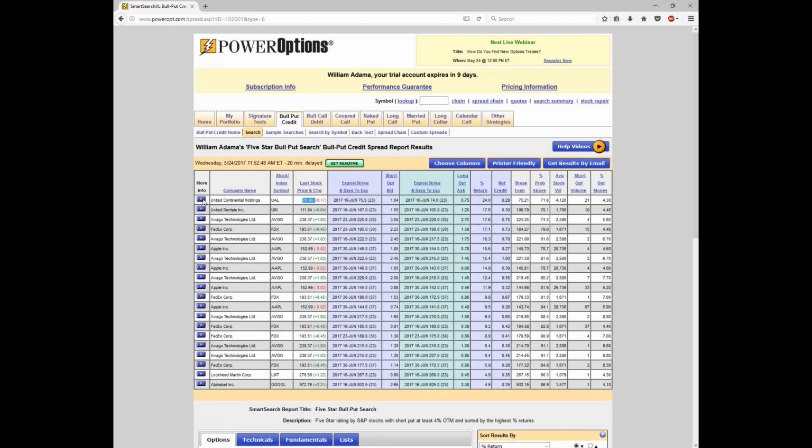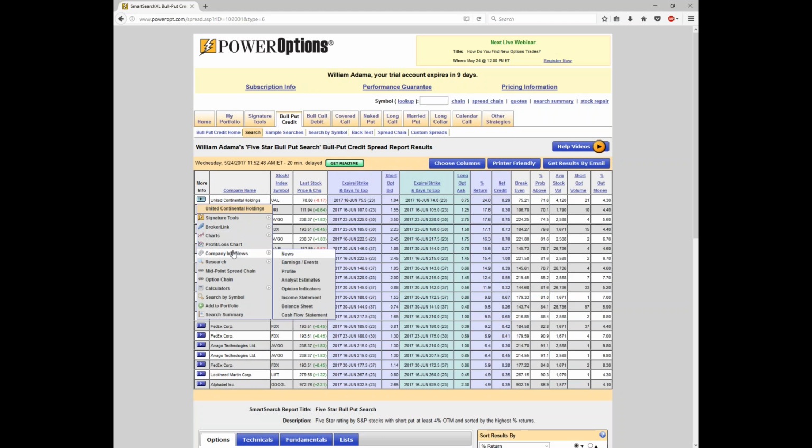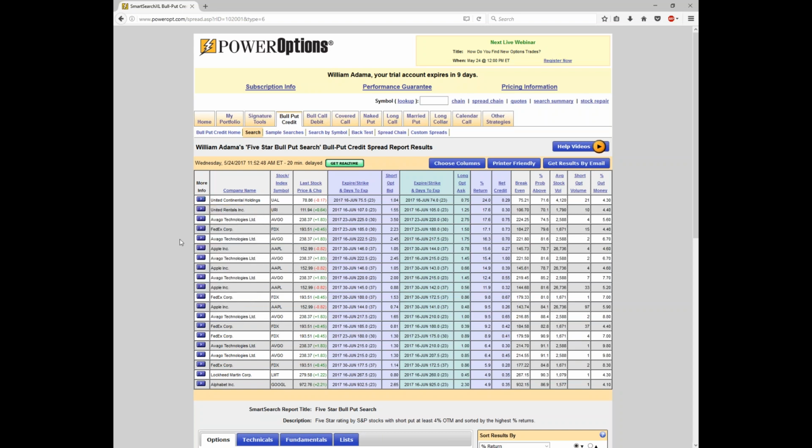You could now quickly do further research and analysis, looking at the stock chart and company information. That's what these more information buttons here are for. I could look at the midpoint spread chain right away to compare it against the bull call debit parity trade, as well as look at the profit and loss chart to run what-if scenarios.